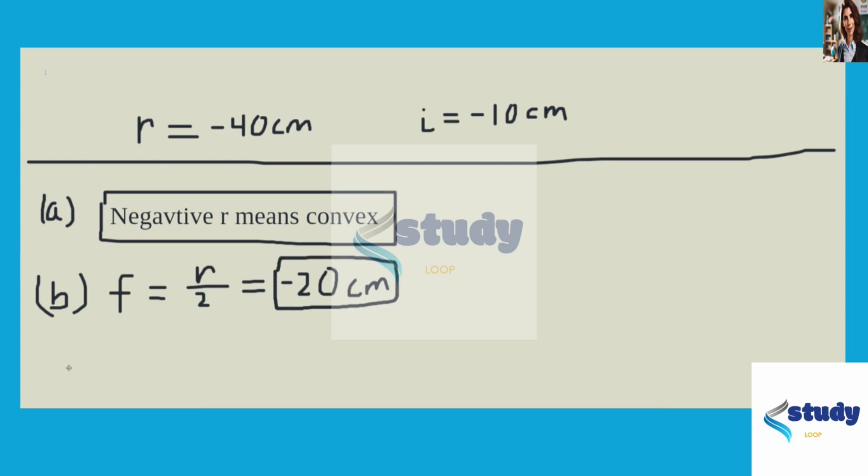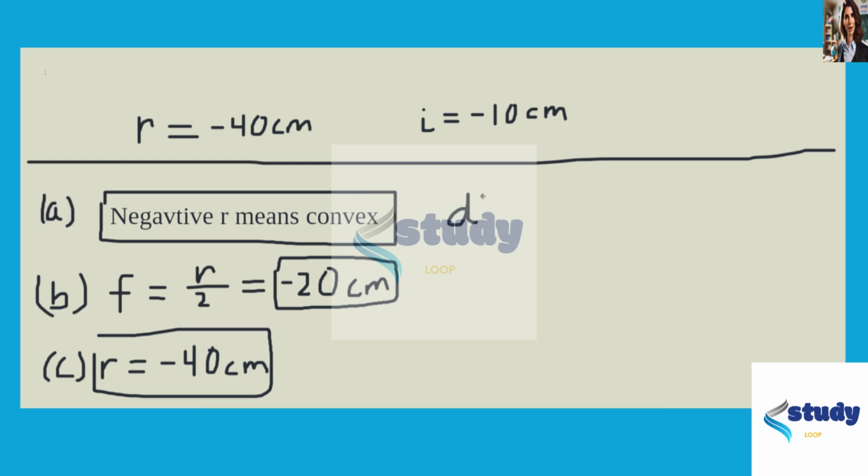Part C wants us to state what the radius of curvature is, but that was given in the question, so that's pretty simple. Radius of curvature r is equal to negative 40 centimeters. We can box it in as our solution for part C.